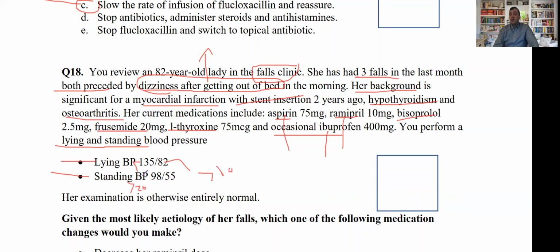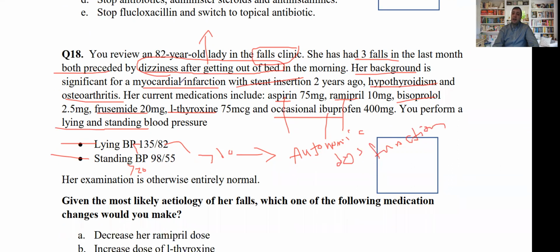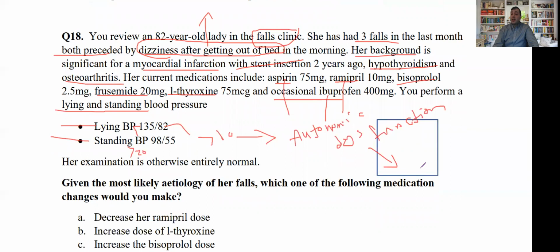And this is significant for what is called autonomic dysfunction. So this lady most likely had autonomic dysfunction. This autonomic dysfunction can explain her episodes of dizziness after getting out of bed. So most likely she's getting what is called a vasovagal attack.